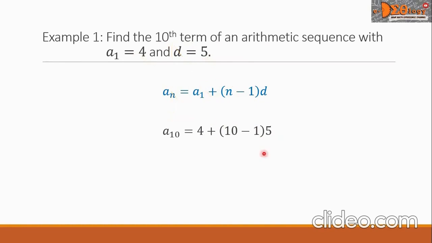Let us simplify further. So 10 minus 1 gives 9. So we have now A sub 10 equals 4 plus 9 times 5. The product of 9 and 5 is 45. Then we will get the sum of 4 and 45, and that is 49. So the 10th term of this arithmetic sequence is 49. This is our final answer.